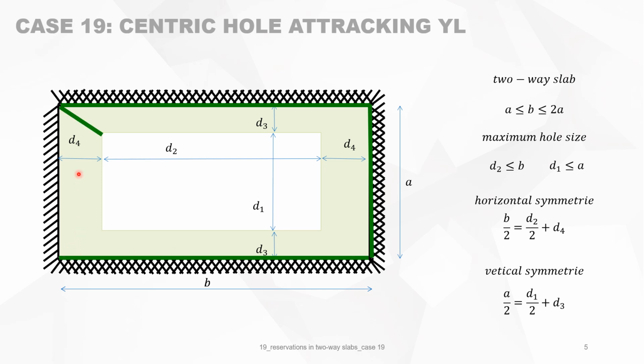And then we take the point where the rotation axes cross and we draw a yield line right to the left top corner of the reservation. So we do not bother about the angle. It's attracting yield lines. So in the four corners, we have those yield lines. And now we can study this case 19.